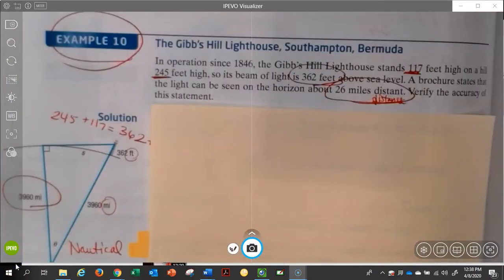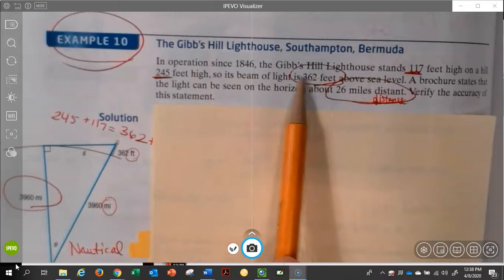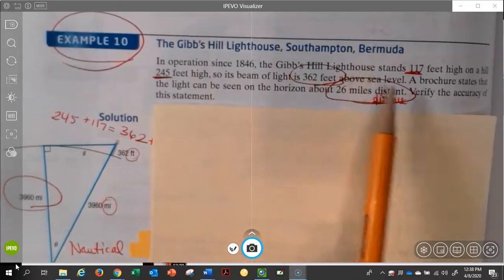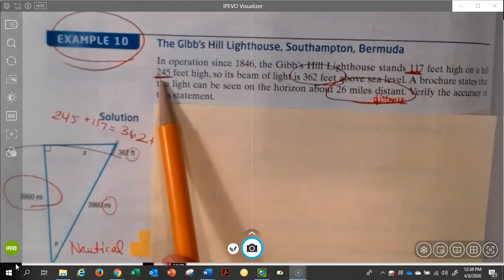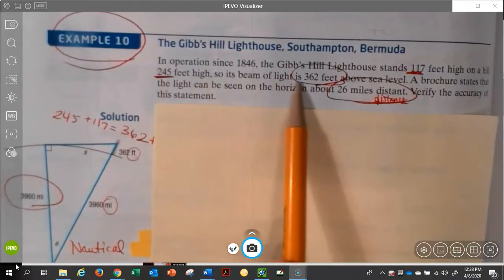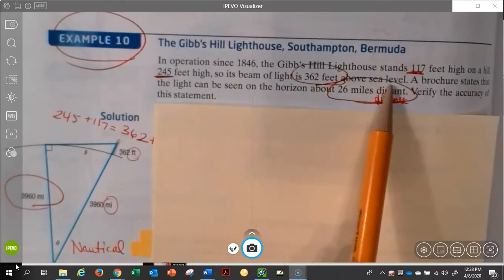So looking at example 10, this one's very detailed. You'll have a lot of information coming out of this problem. So plan to hit pause maybe multiple times. The problem says that this lighthouse has been in operation since 1846. It's called the Gibbs Hill Lighthouse. It stands 114 feet high on a hill that is 240 feet high, so the beam of its light is 362 feet above sea level.